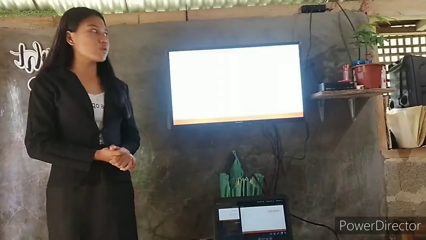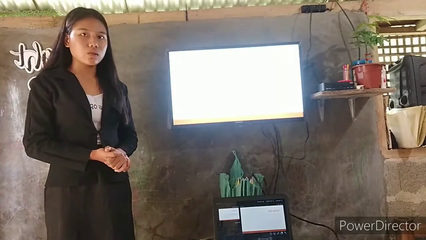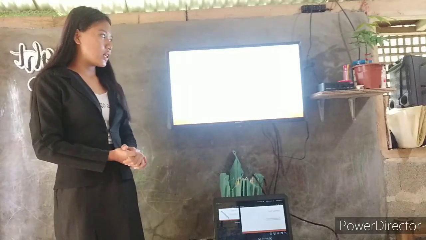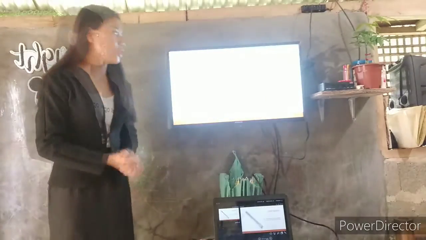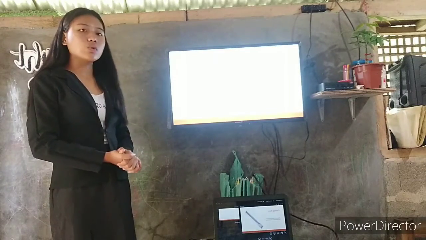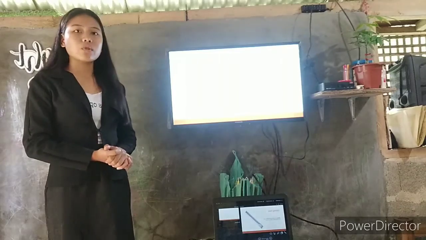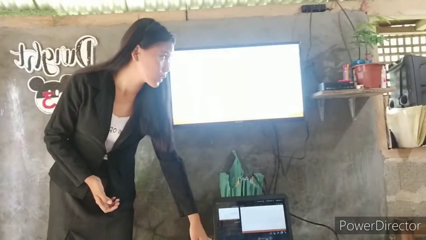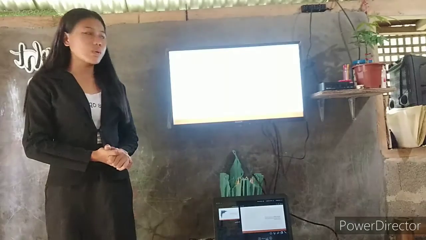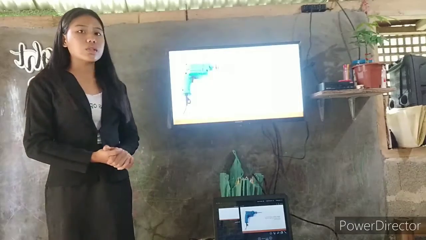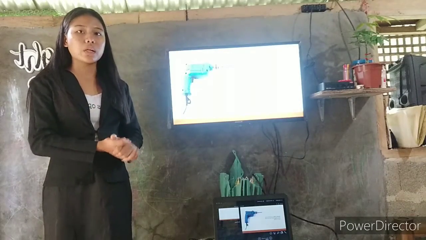So next types of tools, we have the cutting tools. For the cutting tools, we have the chisel. This is what a chisel looks like. Chisel is a hand tool essentially used for cutting bolts, nuts, and rivets. So next, for cutting tools, we have the electric drill. So this is what an electric drill looks like. It is used for boring holes.